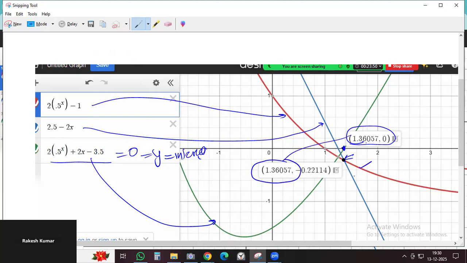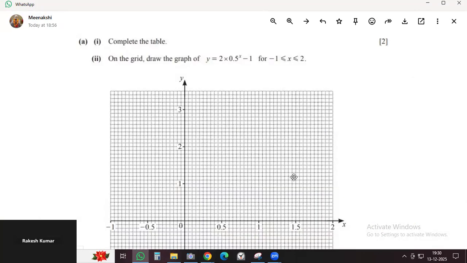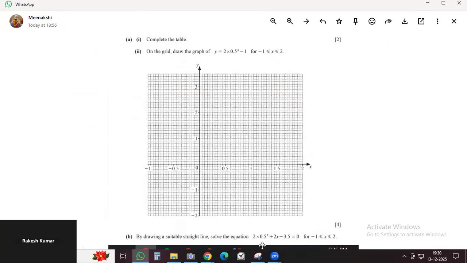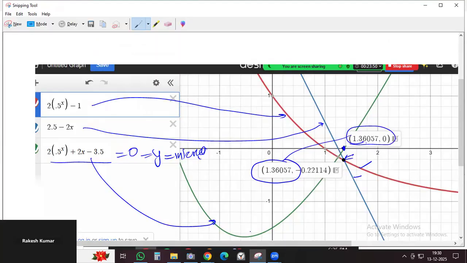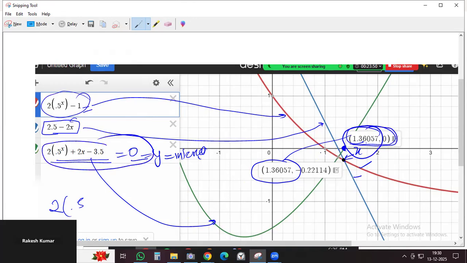So that was the question. He had asked you to draw a suitable line to solve this equation. So the line you have to draw is 2.5 minus 2x equal to this, because when these two become equal, this equation becomes 0. You understood what's happening: when this curve hits the x-axis, at x equal to 1.3650, this becomes equal to 0, and at that point these two curves also meet.